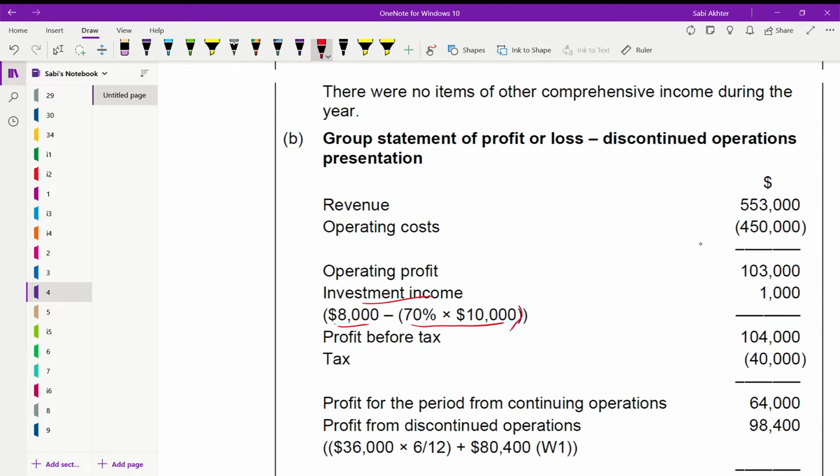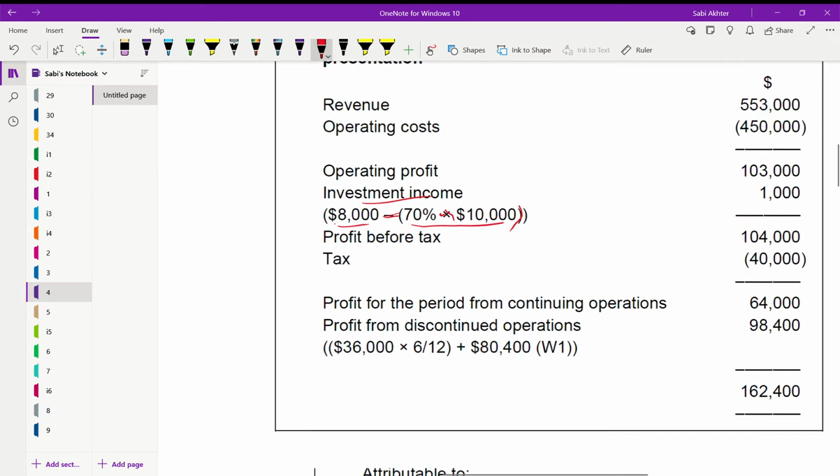So you have to minus it from the investment income. I'm sorry, it's a subsidiary's dividend that you have to deduct, because you cannot take it. Dividend and all is eliminated. And then finally you're finding the tax. Once you come here, profit for the period from continuing operations, you have to write like this.